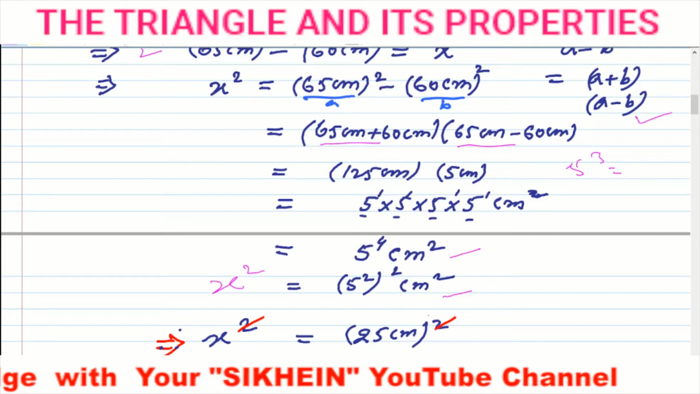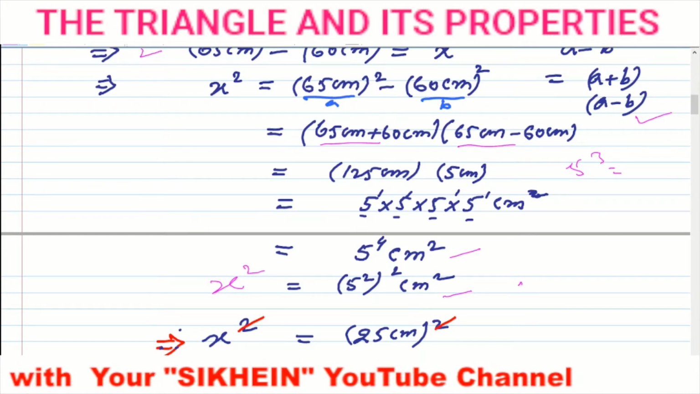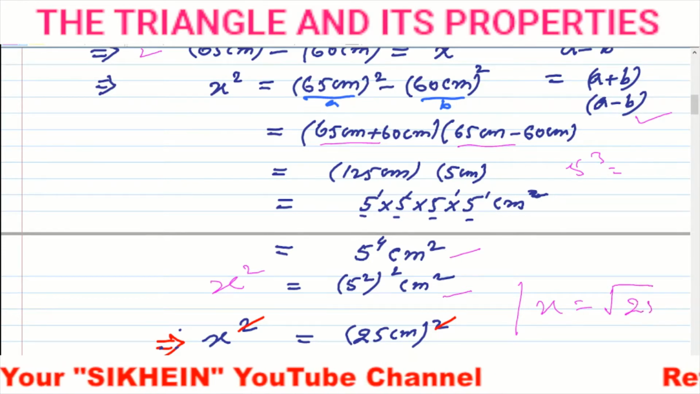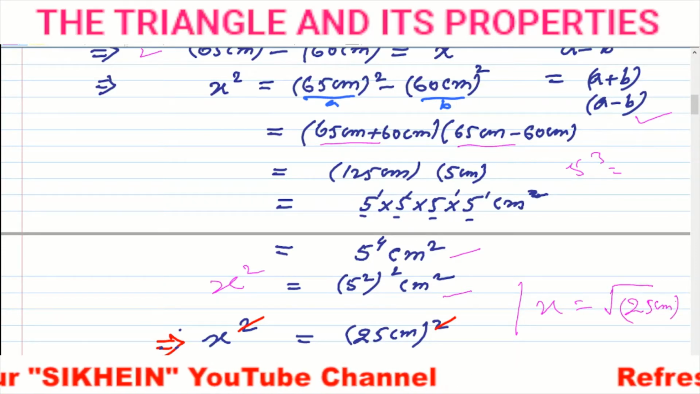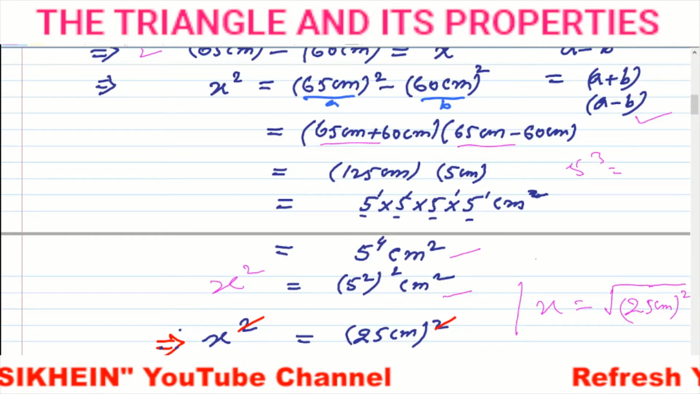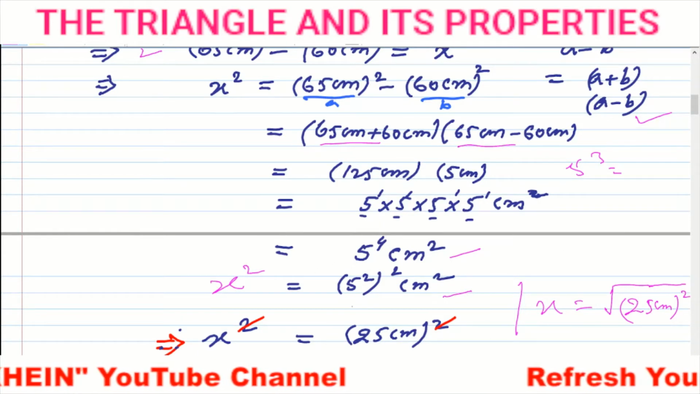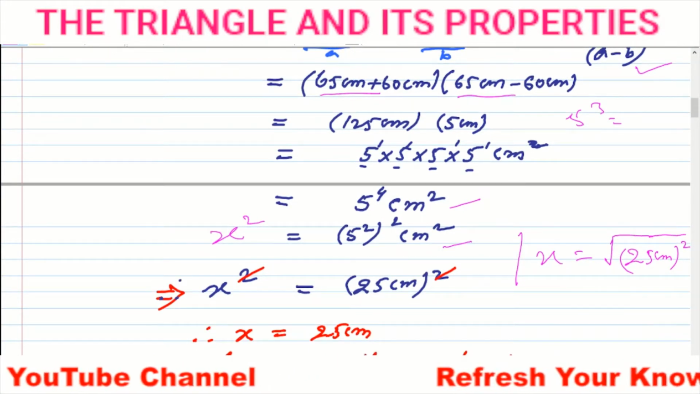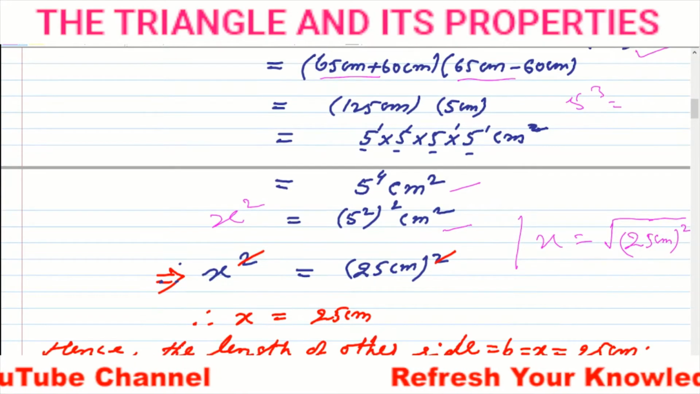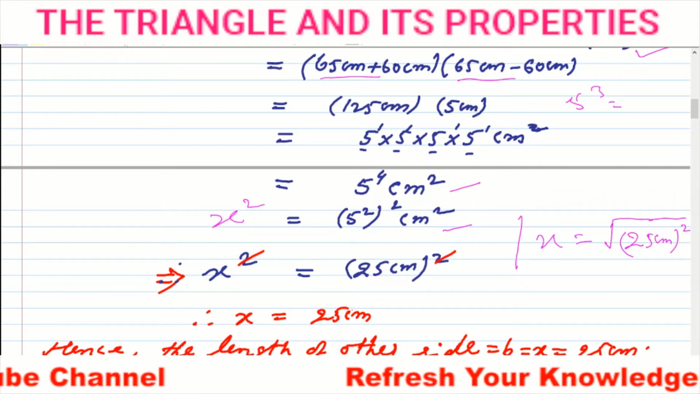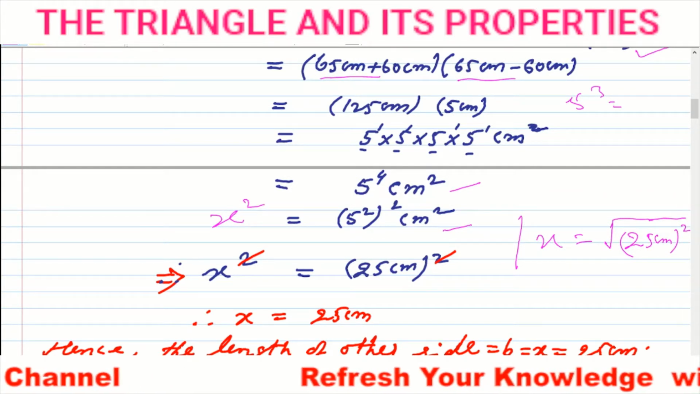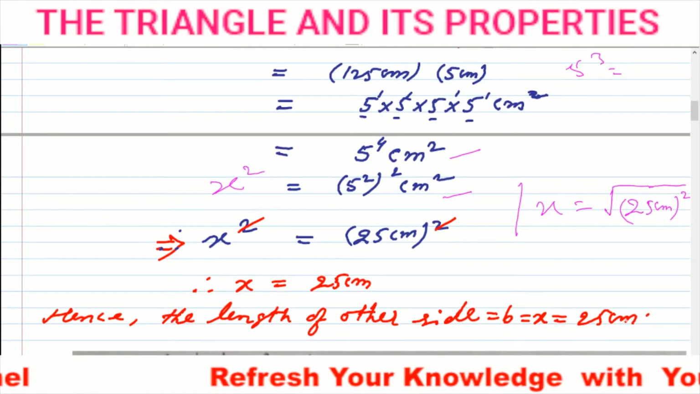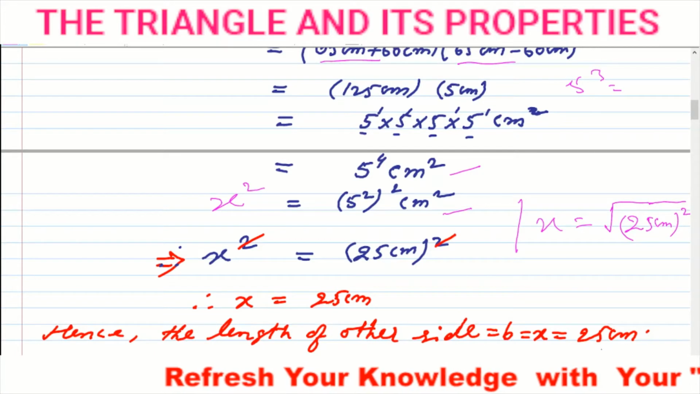Square cancel, or otherwise you can write here x square, then you can write 25 centimeter and square, according to the surd you can cancel it, right? x equal to 25 centimeter. Hence the length of the other side we get b equal to x equal to 25 centimeter, right? It is our result.